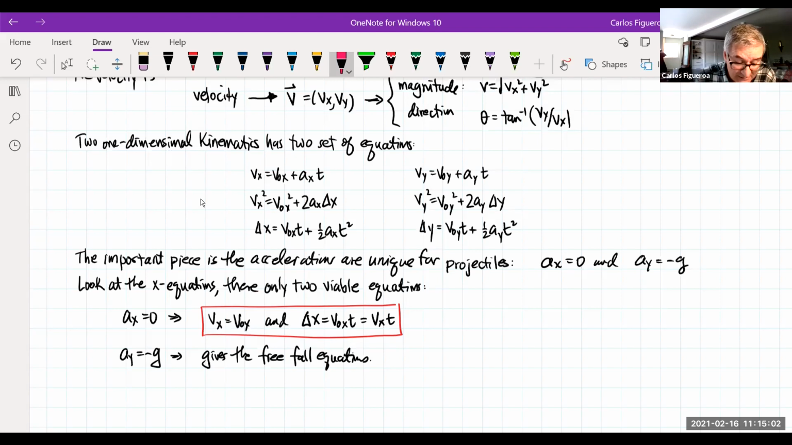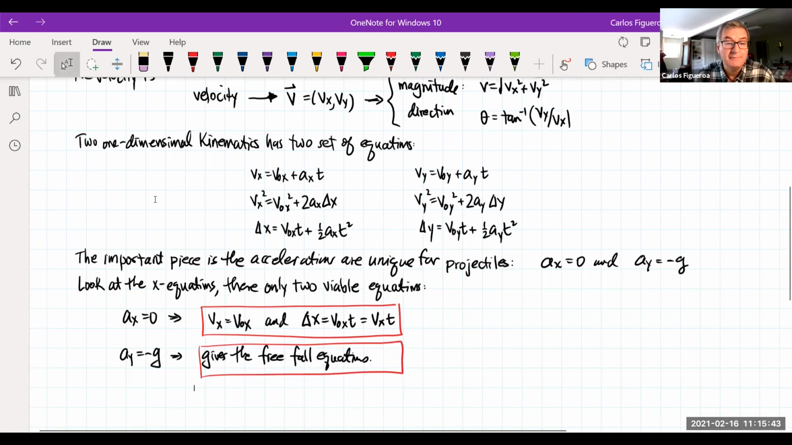Well, if I have 0 x acceleration, then clearly the velocity cannot change. Just to make sure, this is x. Velocity never changes, of course, because there's no acceleration. When you look at all of the equations, the position only has one equation: the position in the x direction is just the velocity times the time. But if I look at the y equations, you get the full free fall equations that we've been studying. So you get the whole set of equations that we used in the kinematics table here.